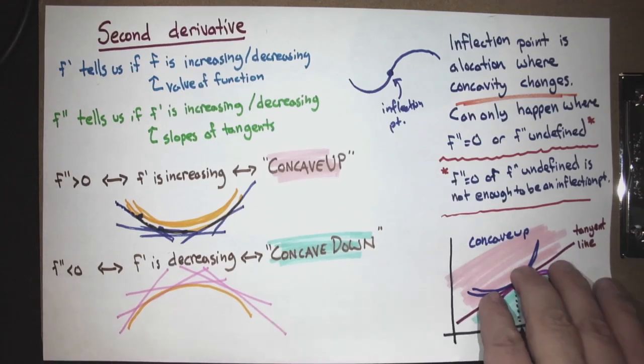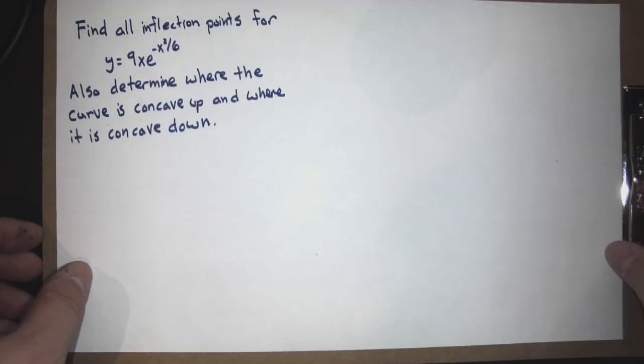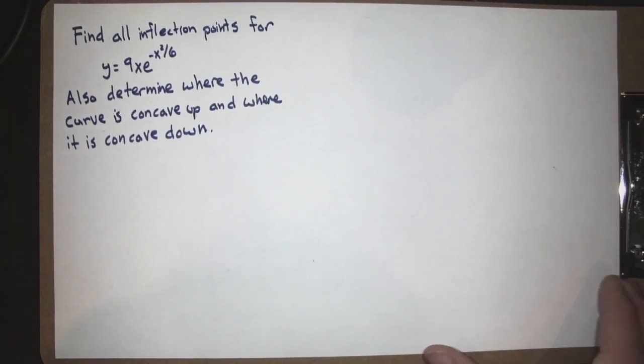Let's do some practice. Find all inflection points for the curve y equals 9x e to the minus x squared over 6. Also determine where the curve is concave up and where it is concave down.